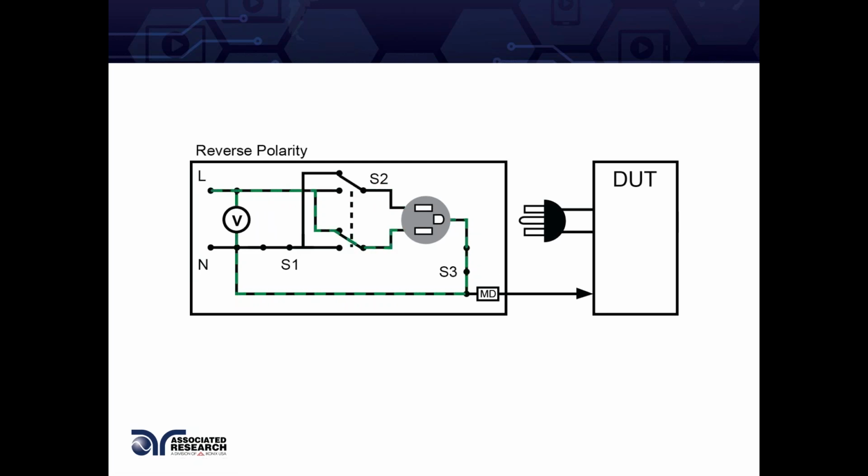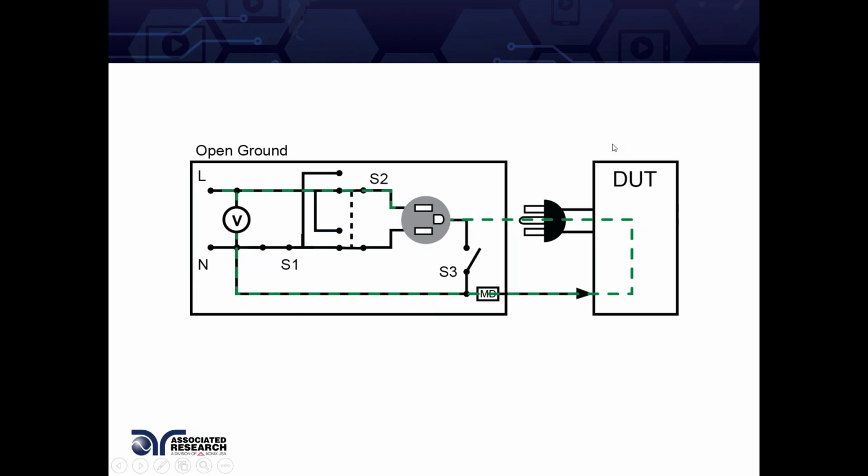Reverse polarity is another single fault condition. Again, the neutral switch is closed back up. You have a condition where the line goes to the neutral of your product, and then the neutral goes to the line of your product. How does your product react when you have a reverse condition called reverse polarity? Is there additional leakage seen by the measuring device?